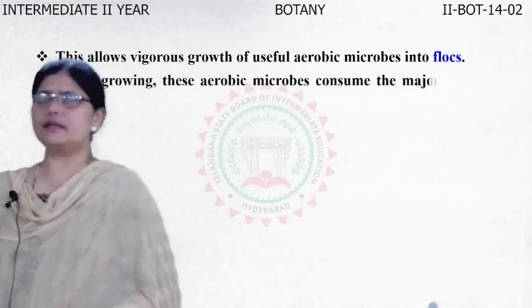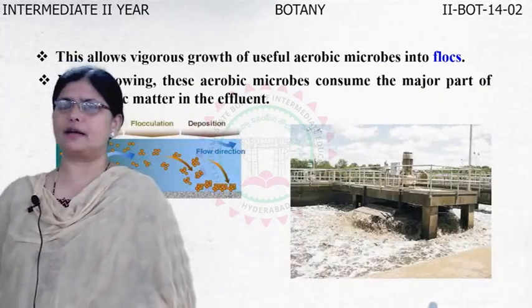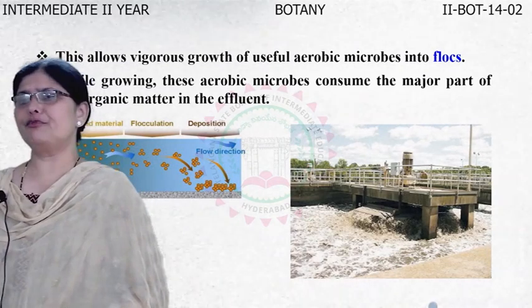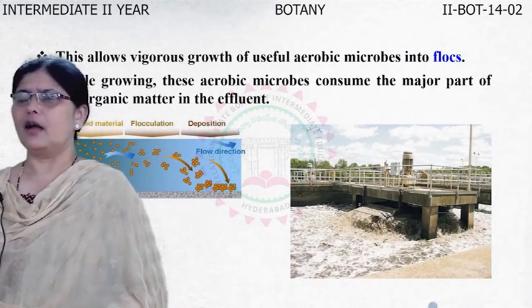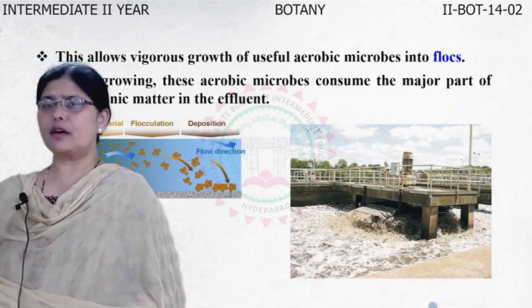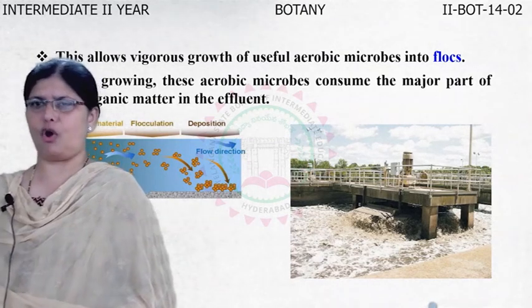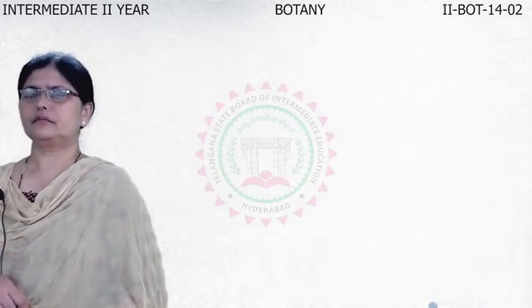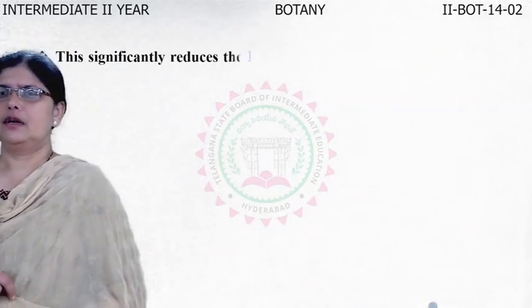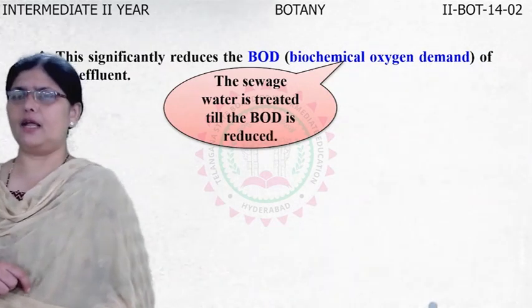While growing, these aerobic microbes consume the major part of the organic matter in the effluent. So, effluent comes from the primary treatment that you are putting in the secondary plant. And in the secondary plant, because of the vigorous growth of these aerobic microbes which help in formation of flocs, this effluent is treated. This will significantly reduce the BOD of the effluent.